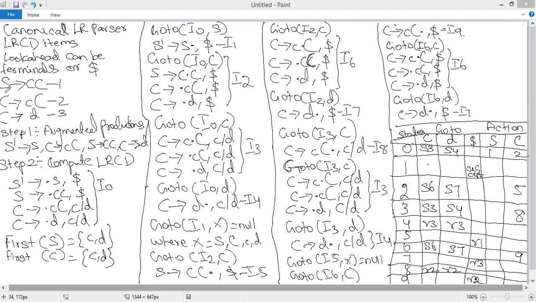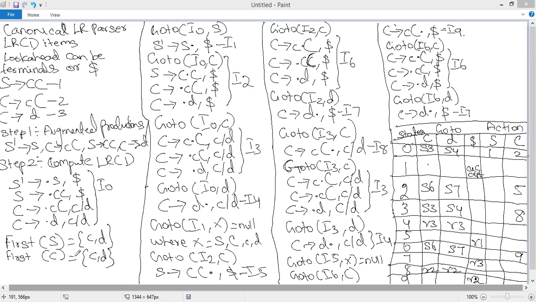Here the first of S is the first of non-terminal C, so identify first of C. We can obtain first of C as well as first of S. First of S equals first of C. First of C equals terminal c and terminal d. So first of S equals {c, d}, and first of C equals {c, d}.